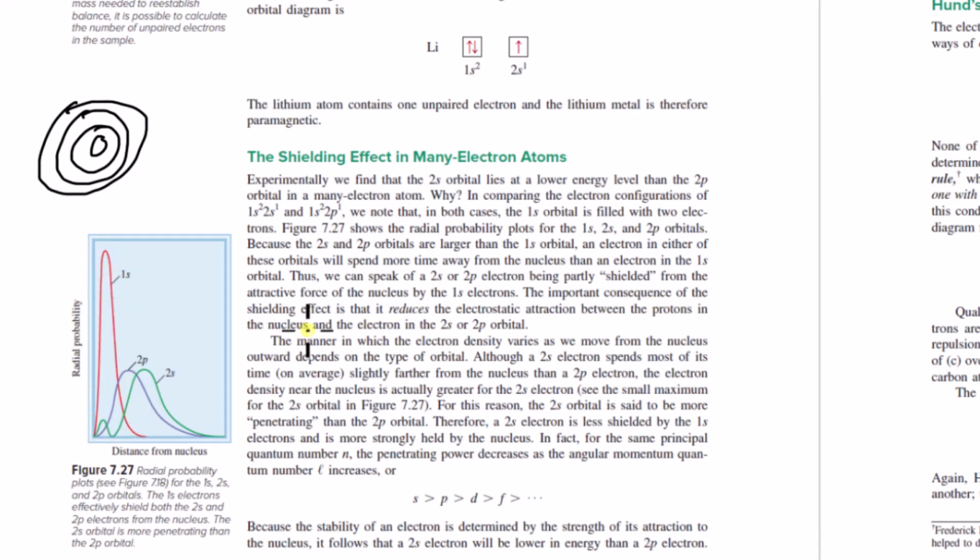The important consequence of the shielding effect is that it reduces the electrostatic attraction between the protons in the nucleus and the electron in the 2s or 2p orbital. That's a stabilizing effect. That's why energies of electrons are negative, and a completely free electron has energy equal to 0. It's a stabilizing effect to have the electron experience that attractive force with the nucleus. And why is that? The basic concept of energy: it takes energy to take it out of that attraction. To move it away, it takes energy.